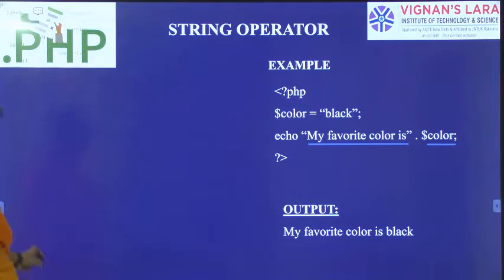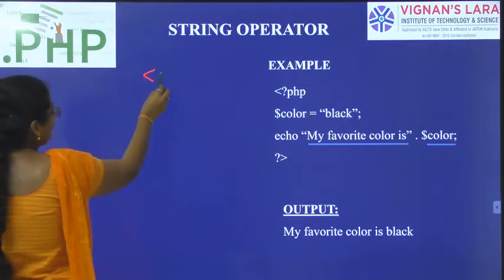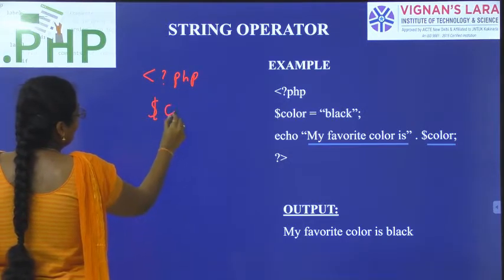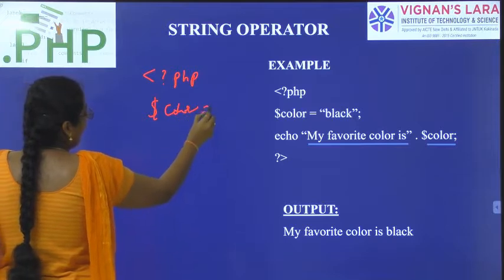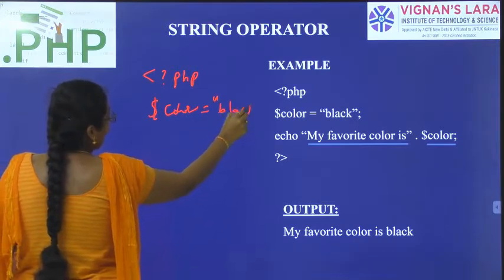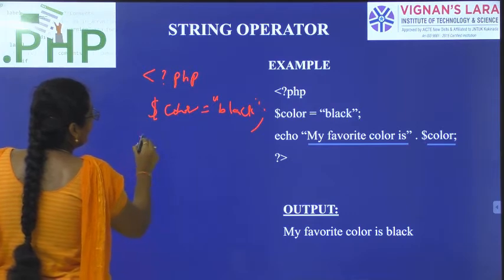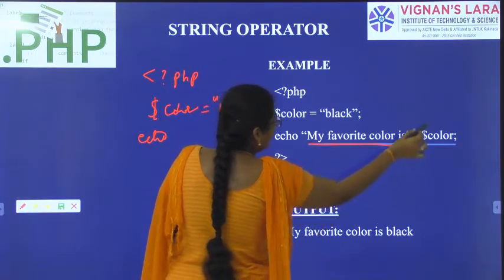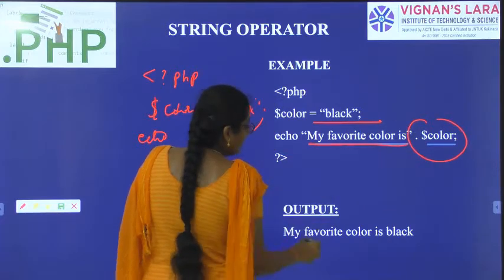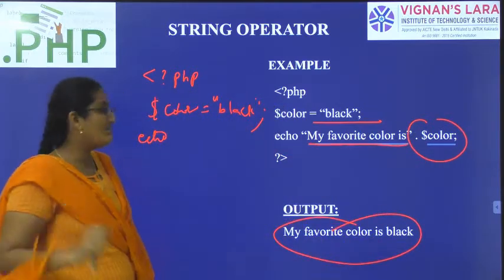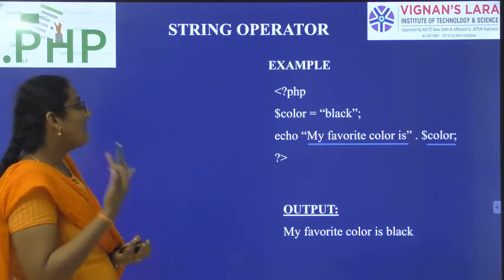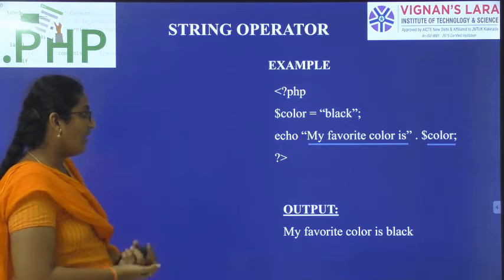So in this example you will have an interesting thing. First you have created a PHP. You have created the variable called color and you have assigned the value black to that, and you are going to print an echo statement. My favorite color is dollar color, which is nothing but black. So you should get the output my favorite color is black. So I am creating a PHP program. This PHP program is for string operation.